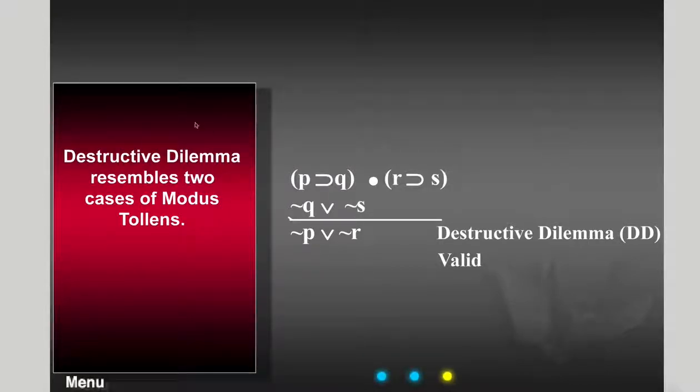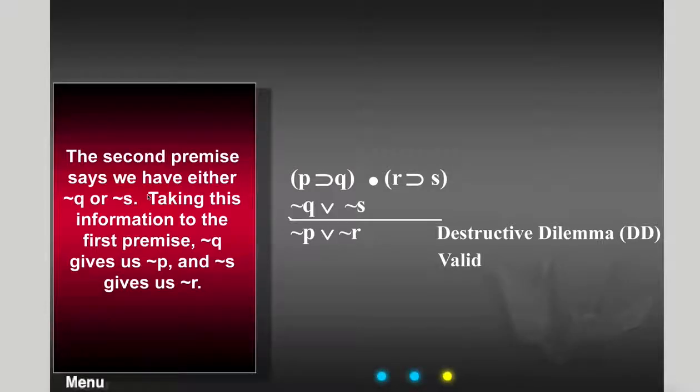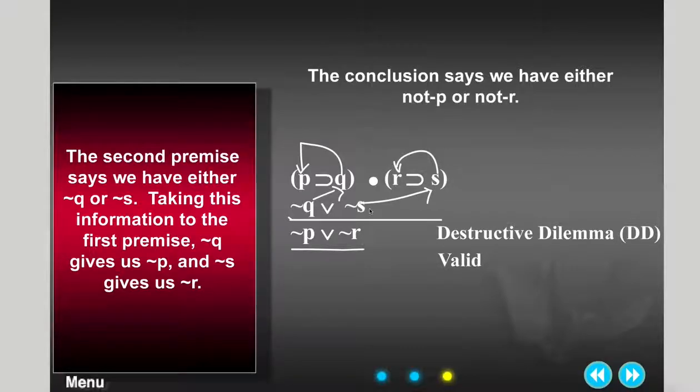Okay. This actually brings together modus tollens and the disjunctive syllogism. I don't know why they say two cases of that, but that's fine. The second premise says that we have either not Q or not S. Take this information to the first premise.